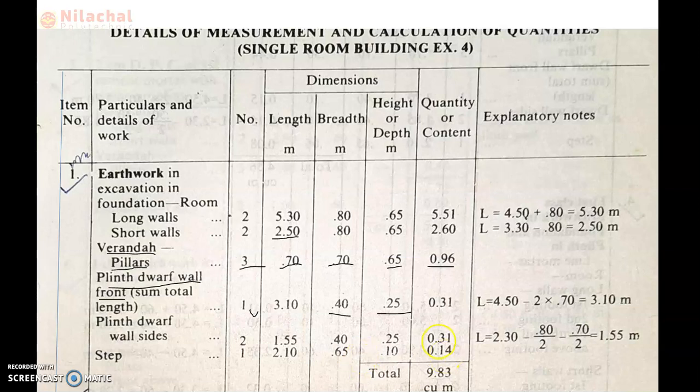Okay, then the total value of excavation we need to calculate. 5.51 plus 2.60 plus 0.96 plus 0.31 plus 0.31 plus 0.14, it is equal to 9.83 cubic meter. Okay, the remaining part we discuss in next class.